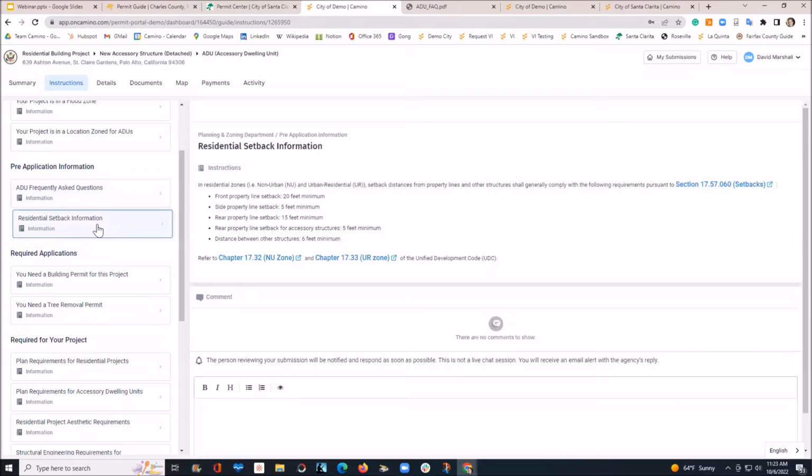We also have setbacks. So now instead of them calling you for setbacks, because we know the zoning of this property, they can get their setbacks and know what those are. We even in this example have a link to additional information on setbacks.